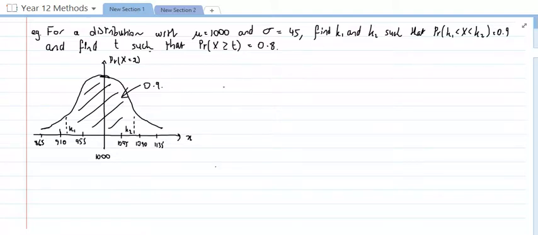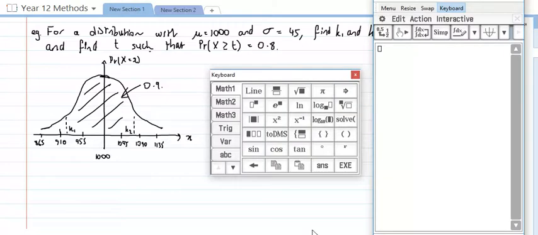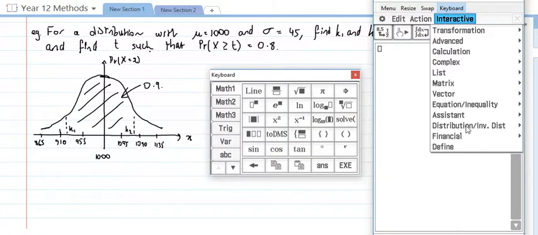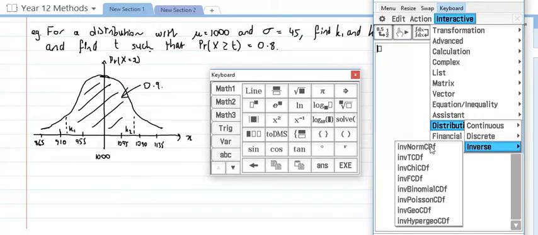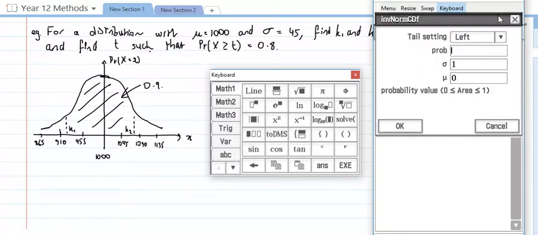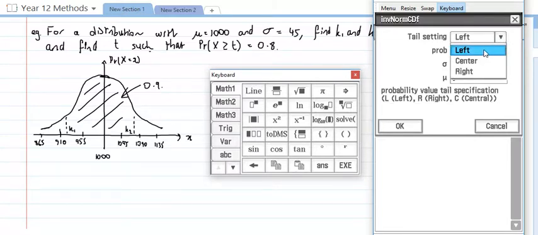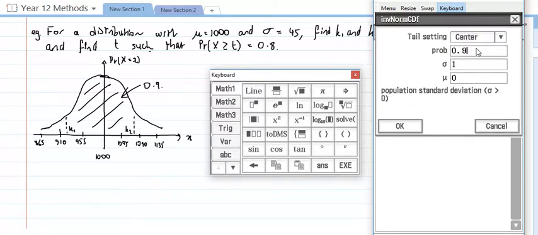So for a question like this, I'm going to go straight to the calculator, to interactive distribution. This time it's an inverse normal distribution because I know the probability already and I'm looking for the scores. So I'm going to go to inverse and inverse normal CDF. The tail setting has 3 different options: left, center, and right. This is about which area of the graph is shaded, whether the shaded area runs off to the left, whether it is centered, or whether it runs off to the right. In this case, I'm going to choose center with a probability of 0.9, a standard deviation of 45, and an average of 1000.